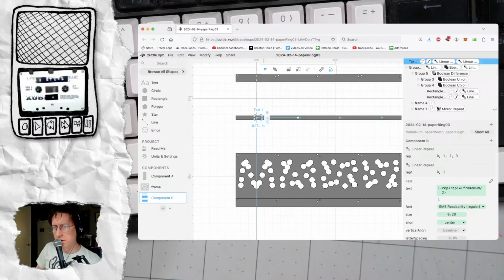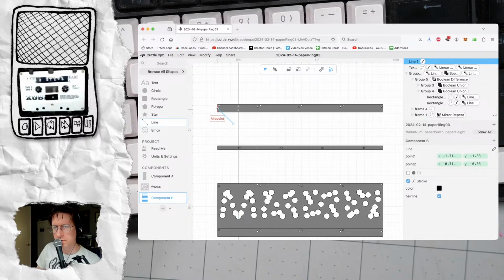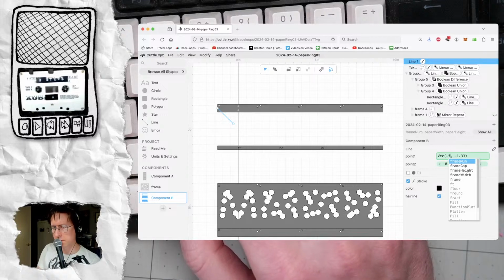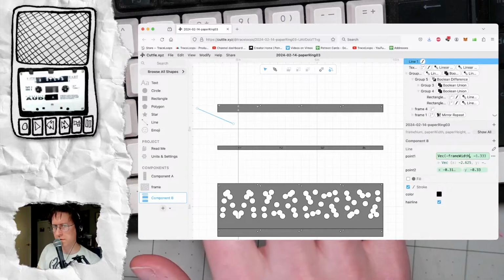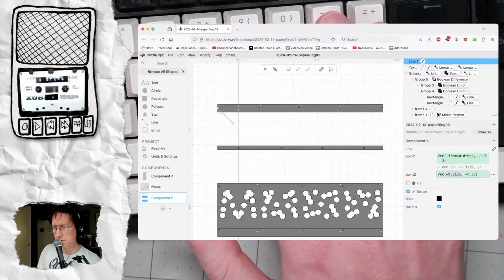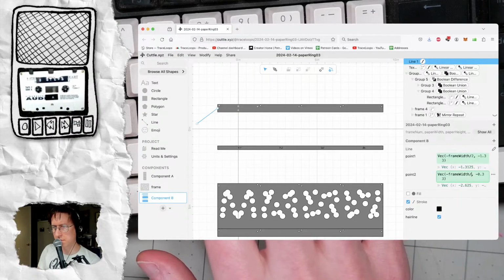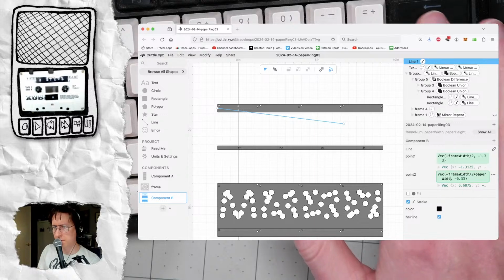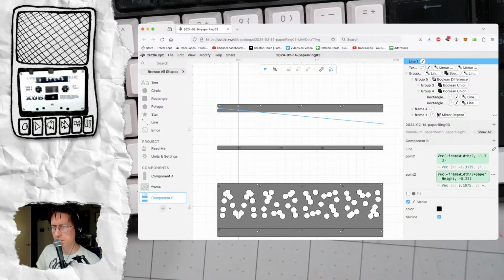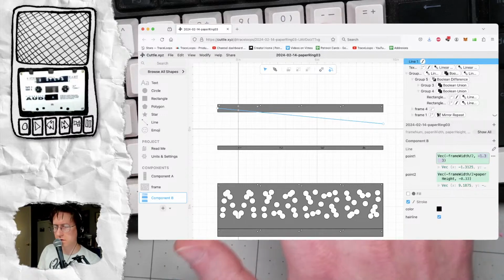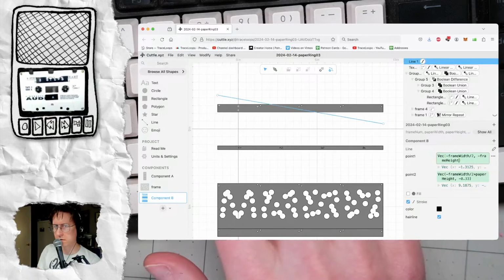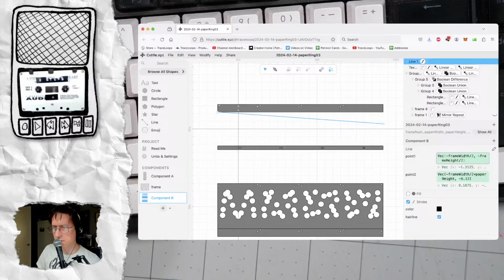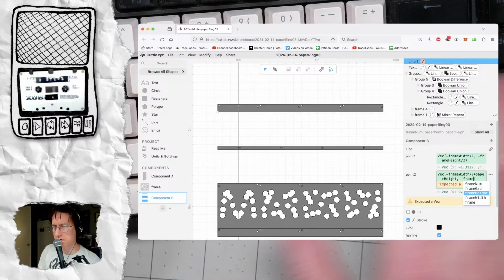Now I need to create fold lines. So this first fold line is negative frame width divided by 2, frame width divided by 2, plus page height, negative frame height divided by 2, negative frame height divided by 2.